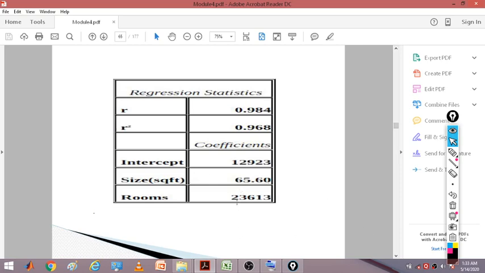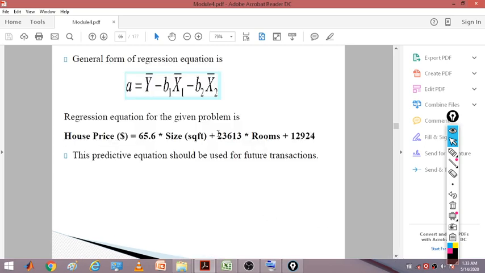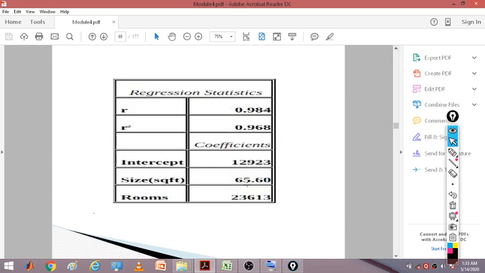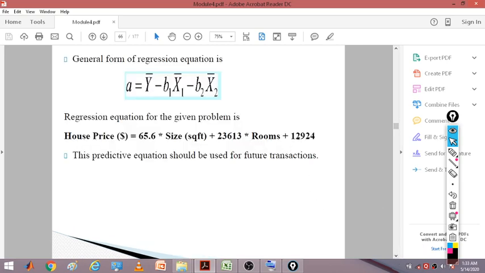Now the additional parameter x2 you have added will be for the next one, so 2613 into rooms. Then the intercept is 12924. Now, to predict the house price, if you feed in the square feet and the number of rooms, you can predict the house price.